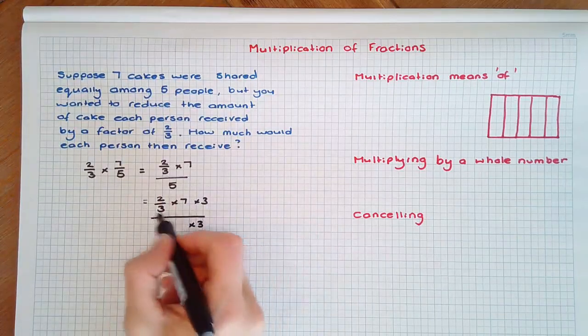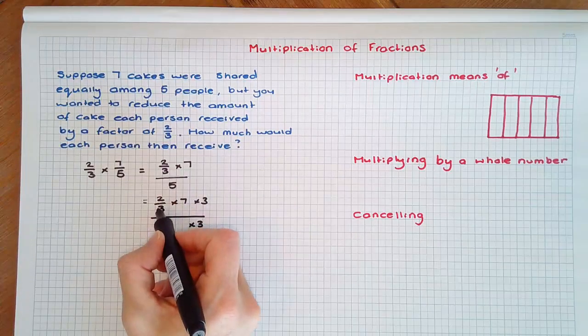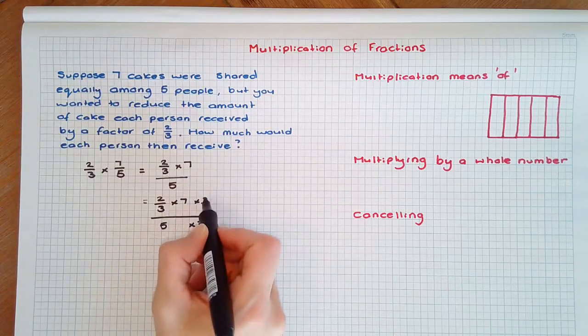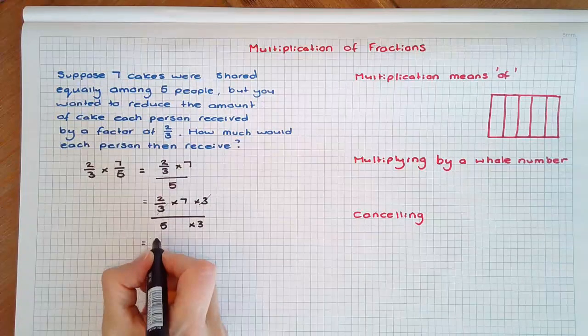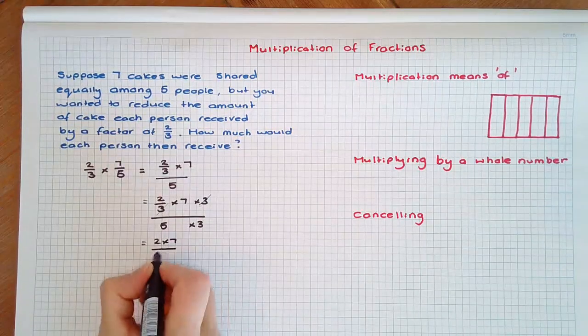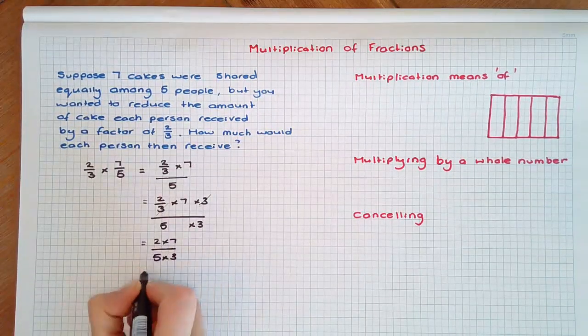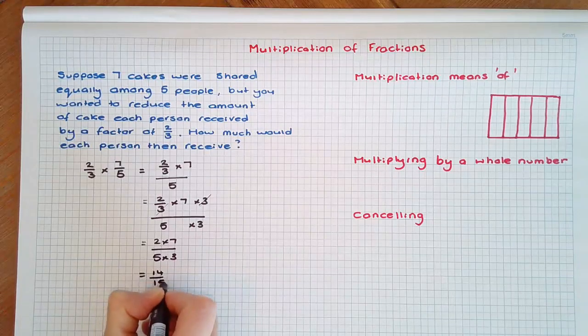We can now see that we can do some cancelling. We've got 2 over 3, and it's also being multiplied by 3. So we would get 2 times 7 over 5 times 3, which is 14 over 15.